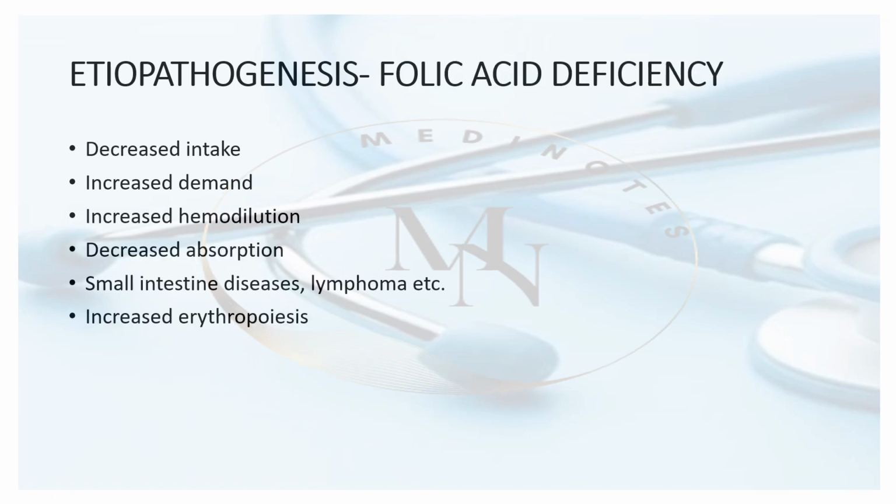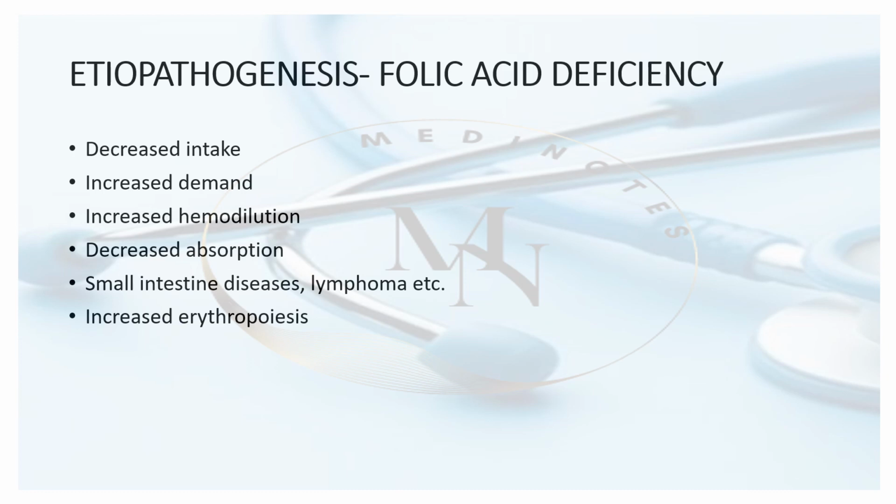When we go to the etiopathogenesis of folic acid deficiency, we see that there is a decreased intake, in cases like malabsorption syndromes. There is an increased demand in cases like pregnancy. This is the main reason we prescribe folic acid to pregnant women 3 months prior to conception and throughout the pregnancy. Next, we have increased hemodilution, which we can see in case of pregnancy.